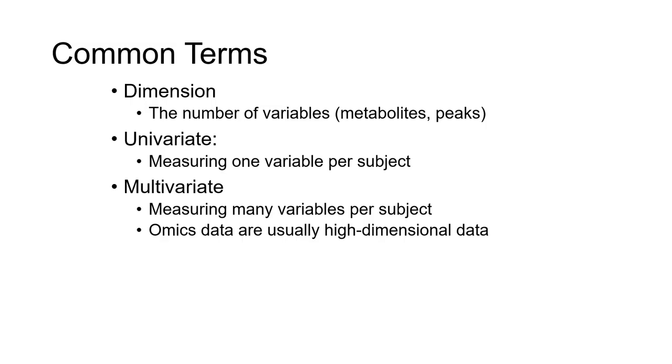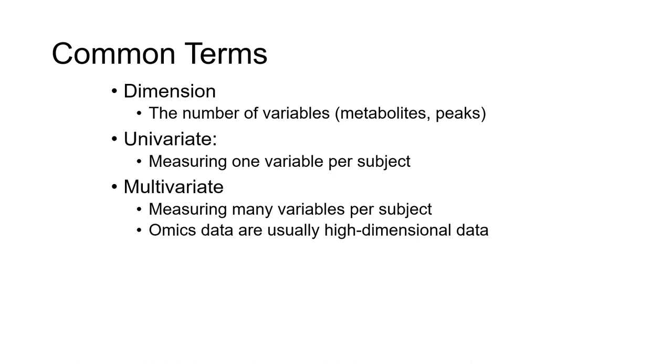The first one is to remember the term dimension. We live in a 3-dimensional world, but in statistics, dimensions actually refer to the number of variables. So if you have 100 metabolites, technically you have 100 dimensions. If you have 50 peaks, you have 50 dimensions. The number of dimensions is something that we are usually focused on reducing to make things more understandable. I'll talk about that later when we get into principal component analysis.